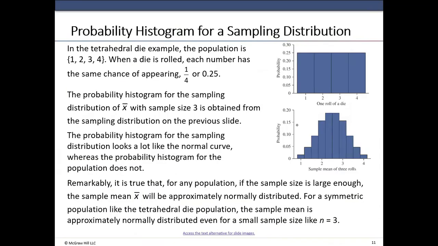In the tetrahedral example, the population is 1, 2, 3, and 4. 4 sides, 1, 2, 3, and 4. Each is equally likely, so the probability of each is 1/4. It's a uniform distribution because each number appears 1 out of 4.